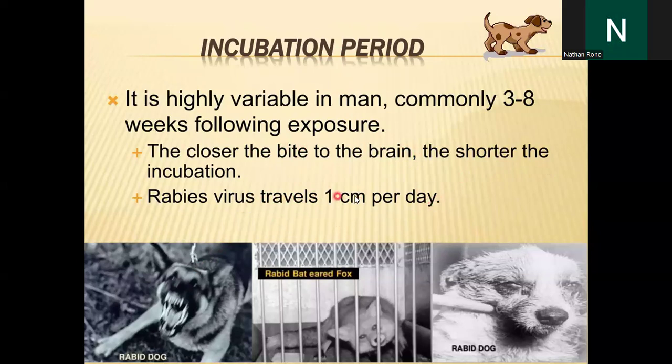So I'll show you how it travels so that this sentence makes sense. So here's a rabid dog, rabid bat, a rabid fox. You can see this fox. This is another rabid dog. The funny thing is, these dogs get bitten by things like bats, or raccoons, skunks, foxes, and then these dogs will give it to you.